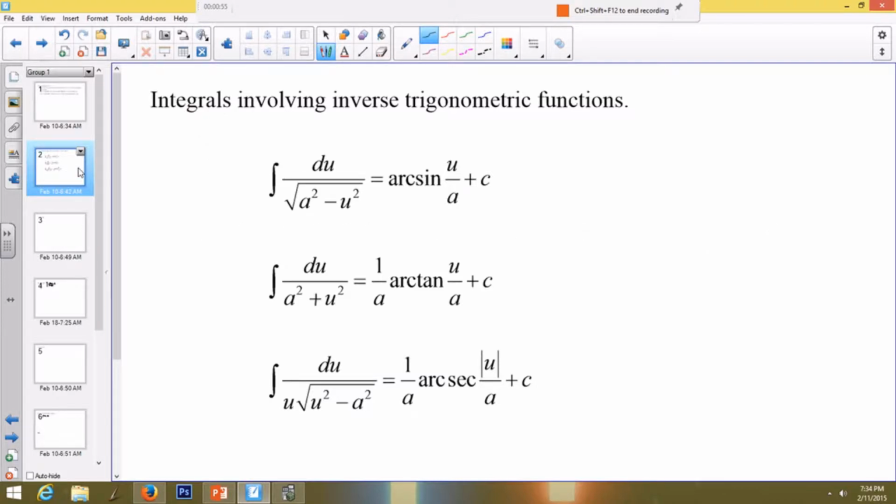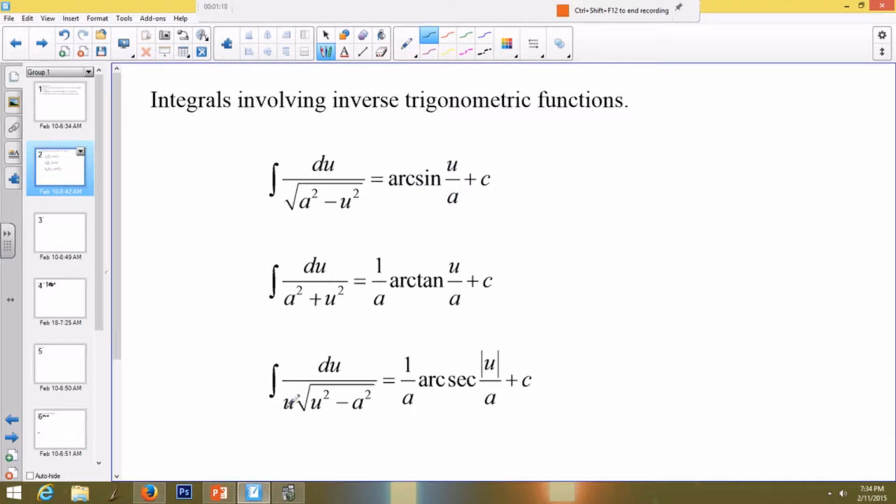So we have some integral forms that involve inverse trigonometric functions. You can see that if you have the square root of a difference of squares, where this is a constant and this is some sort of variable expression u, and this is the derivative of that variable expression, you can replace that with arc sine of u over a plus c.